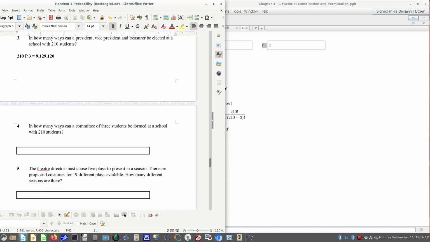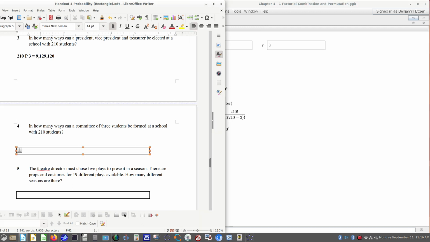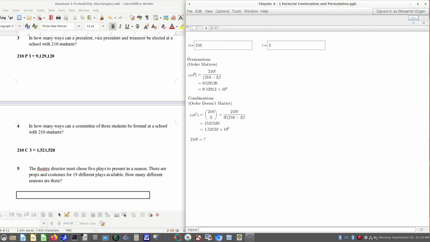The next question asks us to look at committees, so now we're talking about combinations. So we enter the number of committees that can be formed, 1,521,520, so we enter that.